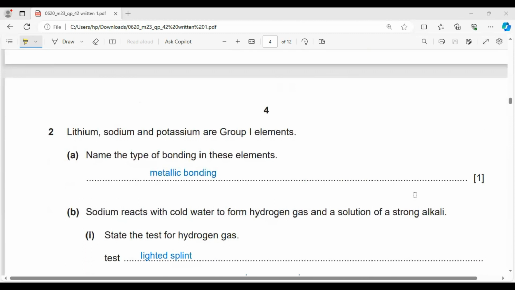Lithium, sodium, and potassium are group 1 elements. Name the type of bonding in these elements. We know that lithium, sodium, and potassium are known as alkali metals. As they are metals, they will have metallic bonding.